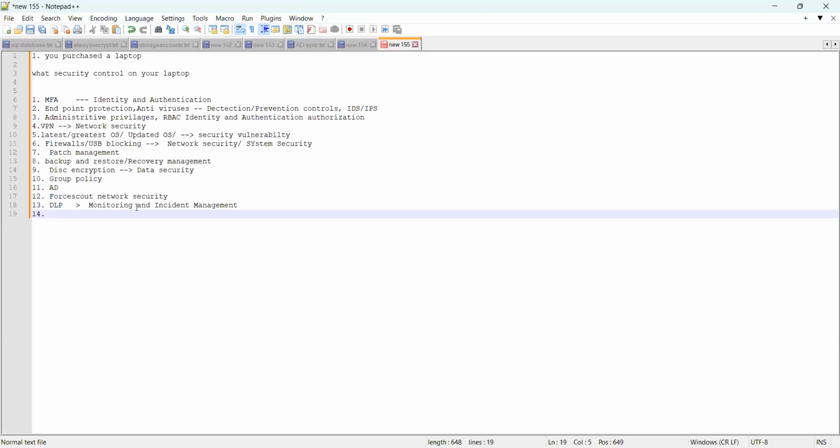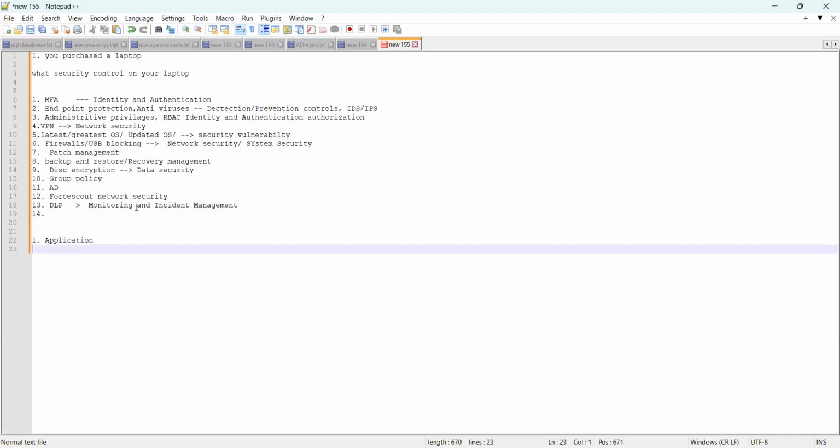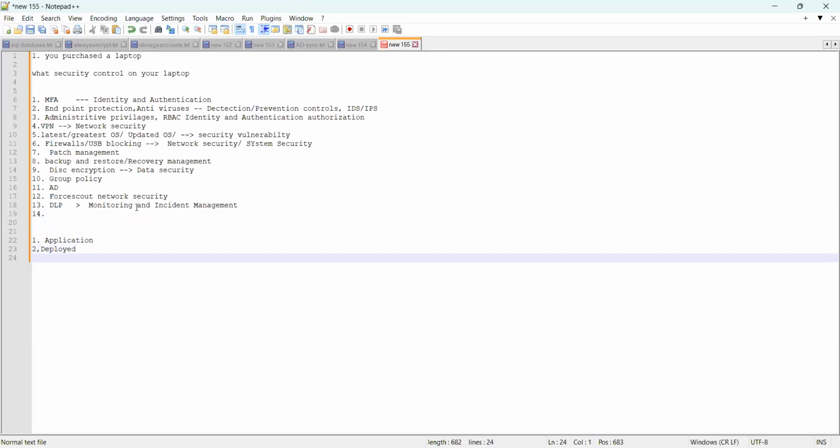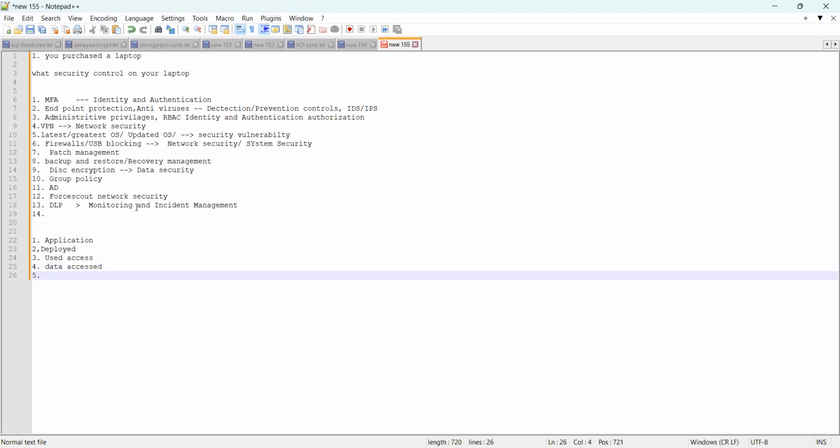But in the same context, when you lift and shift an application from on-premise to cloud, or when you deploy a new application to the cloud, you have to take care of various security controls, like what my application is and how it is being deployed. What is the user base that is accessing and using that application from various geographical locations across the globe, and what kind of data is being accessed by users? Are there any people or users or bots accessing from unwanted geographical locations? All those things we need to take care of.